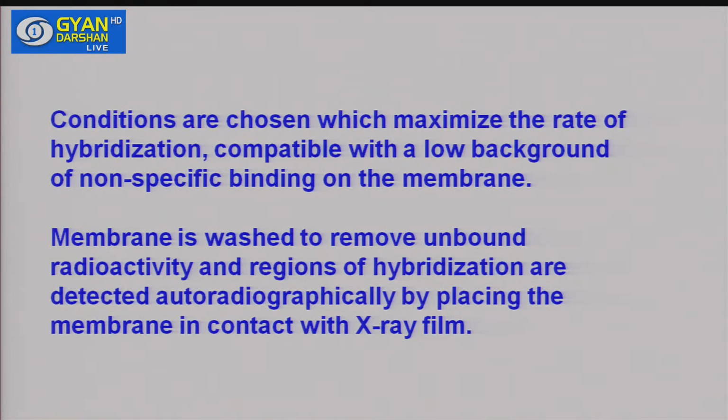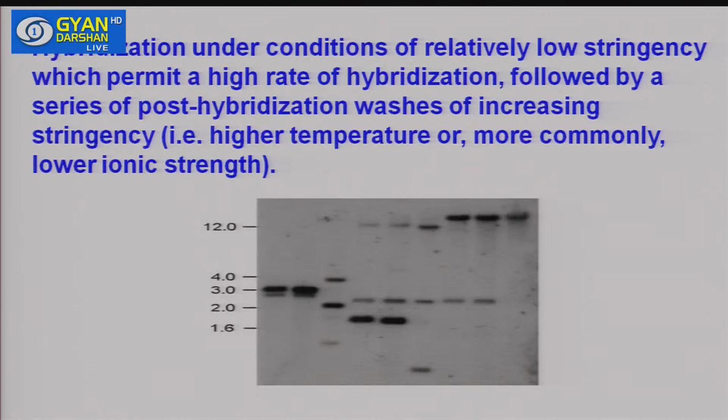So the membrane is washed to remove unbound radioactivity, and regions of hybridization are detected autoradiographically by placing the membrane in contact with X-ray film. That completes the procedure. If you get a band, then you will be able to make out that yes, my genome has the gene of interest. Hybridization under conditions of relatively low stringency permits a high rate of hybridization, but if you go for increasing stringency, it can be done at high temperature or, more commonly, lower ionic strength.